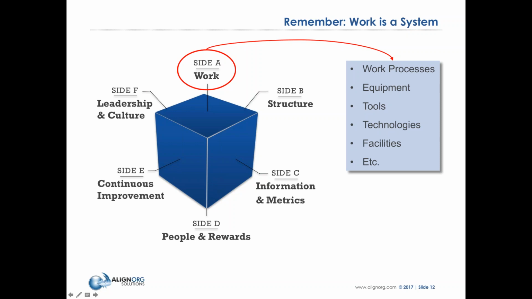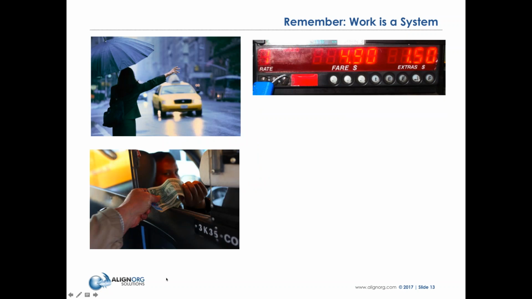We have to understand how that work is delivering strategy and delivering value to the customer, and what the elements in the work system are beyond just the work processes and procedures, but also the equipment, the tools, the technologies, and even the facilities that all come together to contribute to the delivery of the work that is necessary to deliver strategy.